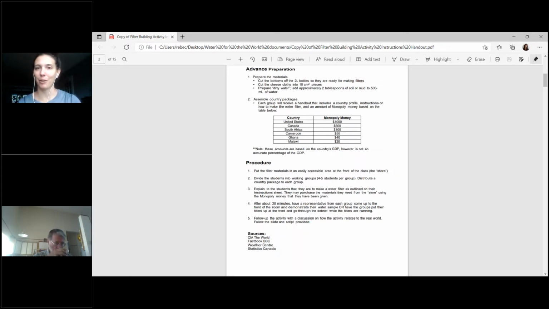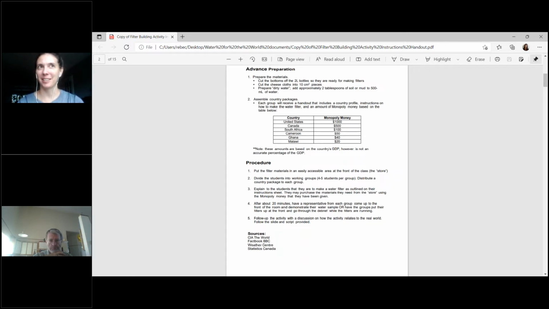So I explained to her in advance that the United States is obviously going to be a lot easier. They have more money, they have better instructions. You know the students best, so you decide which group of students gets which country assigned to them. So this one was really neat.